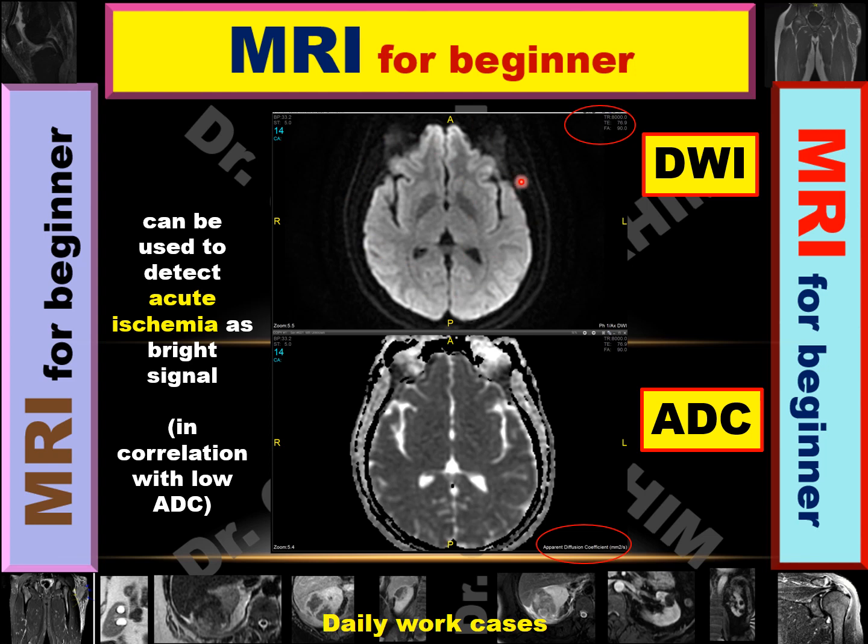This diffusion weighted image can be used for detection of acute ischemia, seen as a bright signal in diffusion and low signal in ADC, in correlation to each other.